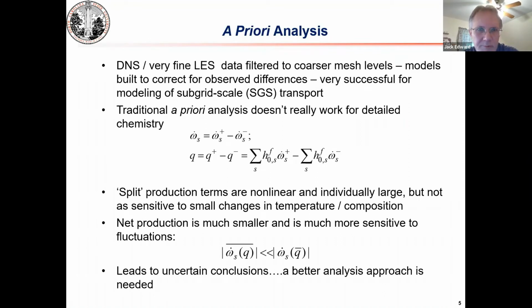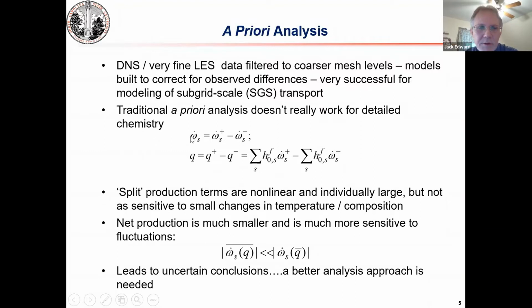Really start with a priori analysis. This has been well known for many years, and it's been used extensively to develop models for subgrid scale transport. But the problem is a priori analysis doesn't really help you when you're trying to close chemical production terms. And the reasons are kind of like this.